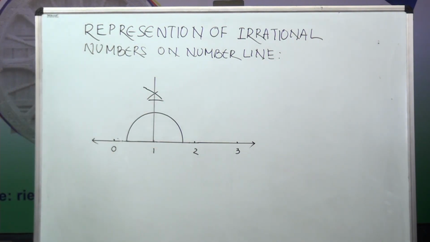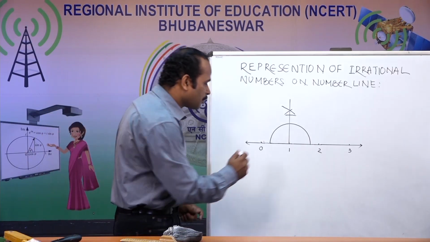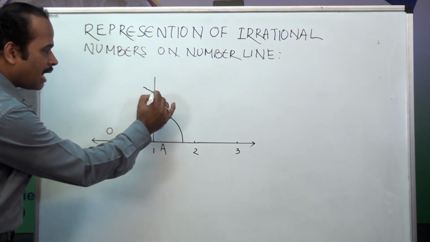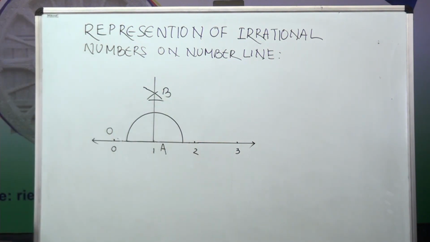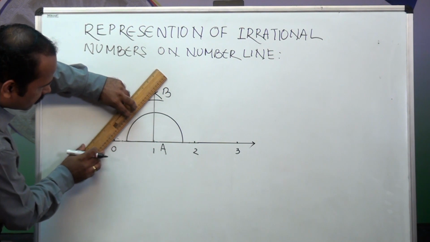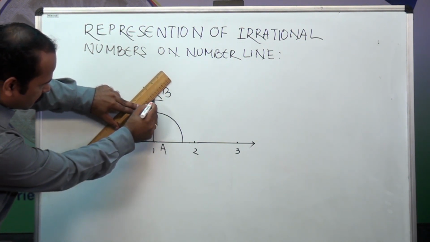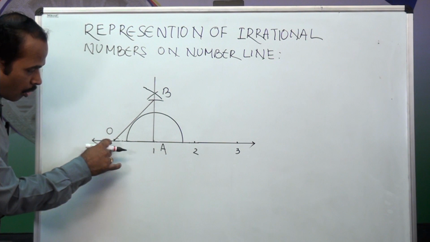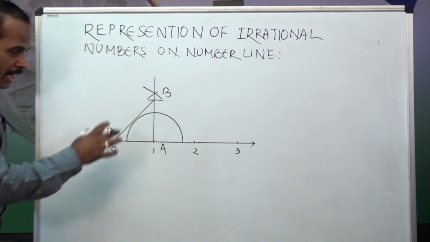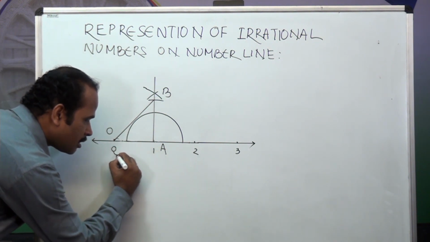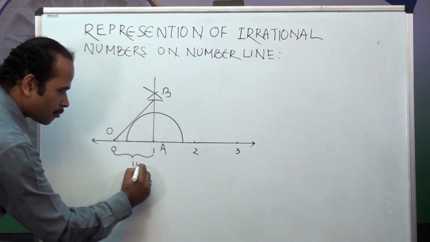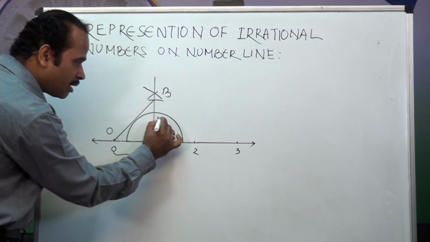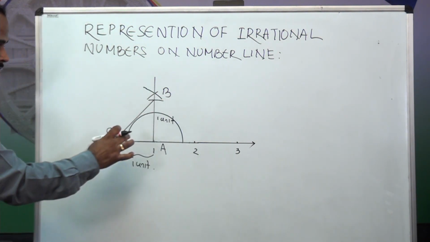Now let me give the names. This 0 point I will take as O, this point I will select as A, and let me take this point as B. Now I will join O and B. By joining O and B, I get a right angle triangle OAB. In triangle OAB, the distance OA is 1 unit, and the distance AB is also 1 unit.